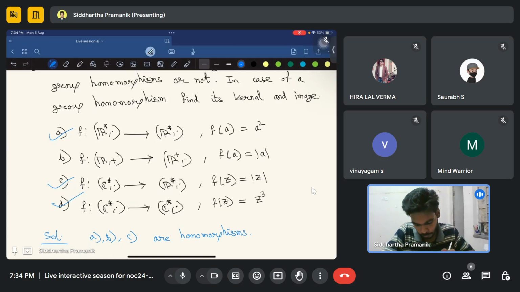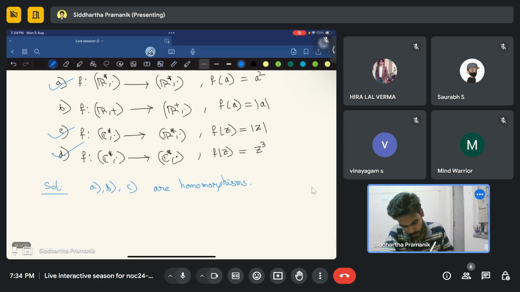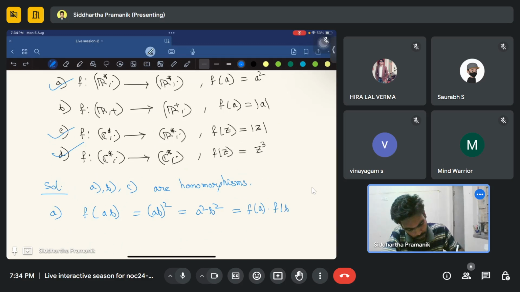Okay, let me prove first that these are homomorphisms. So in case of A, f of ab is ab square. So this is same as a square b square, and this is same as f of a times f of b. So first one is a homomorphism.